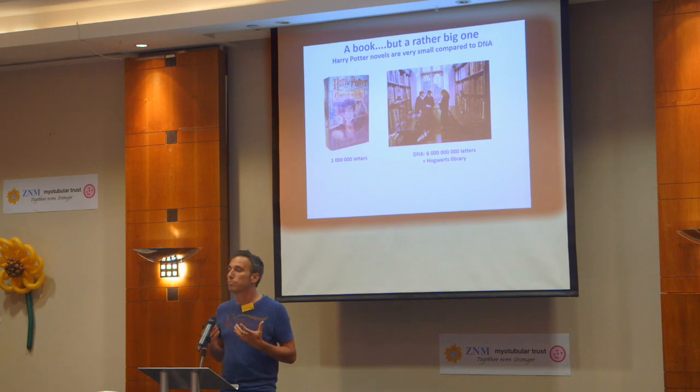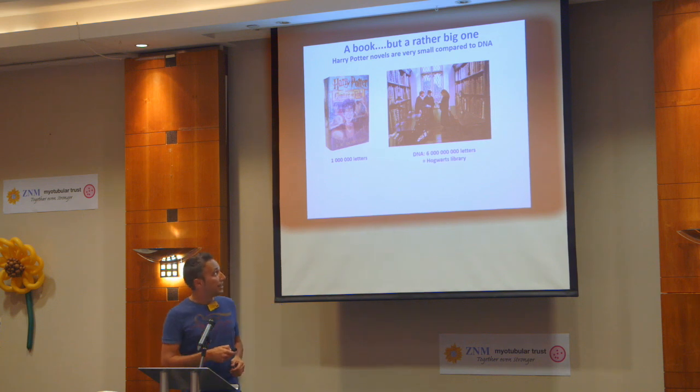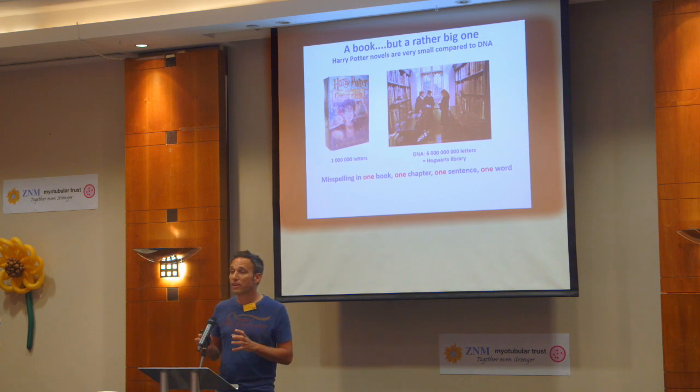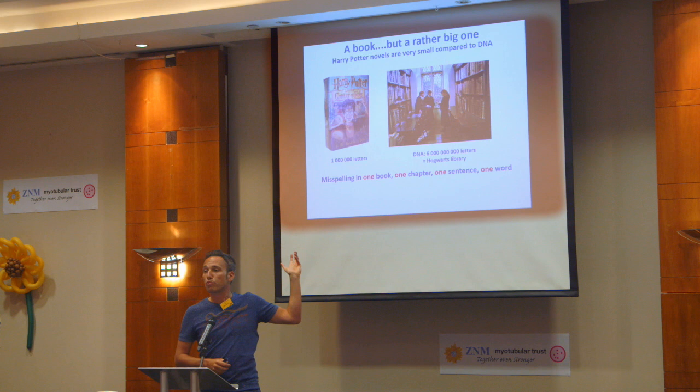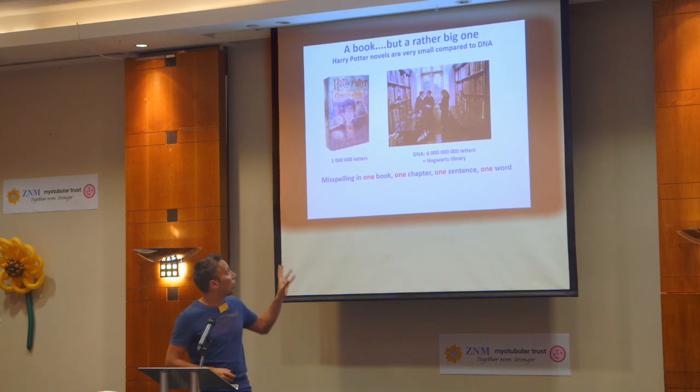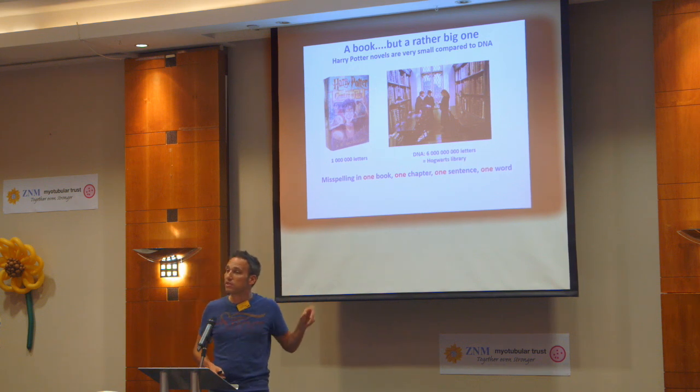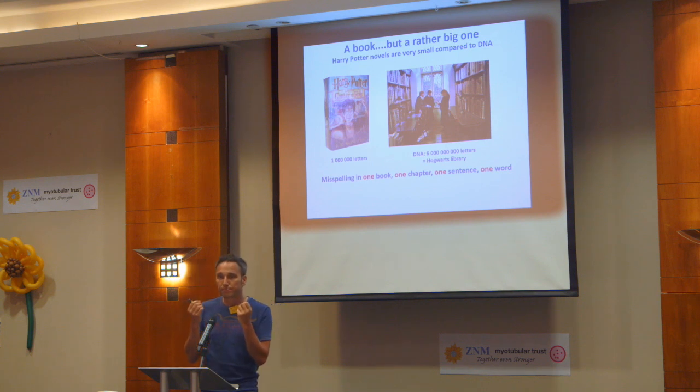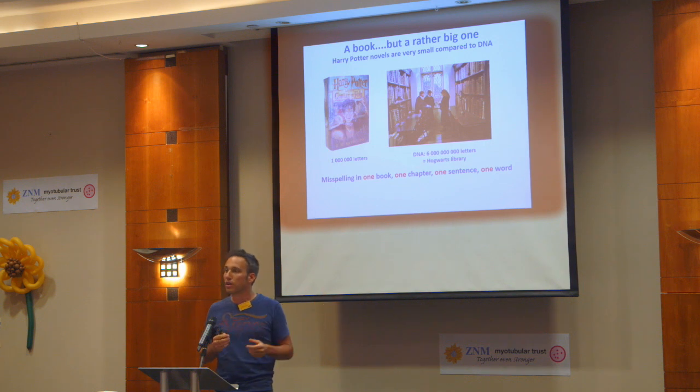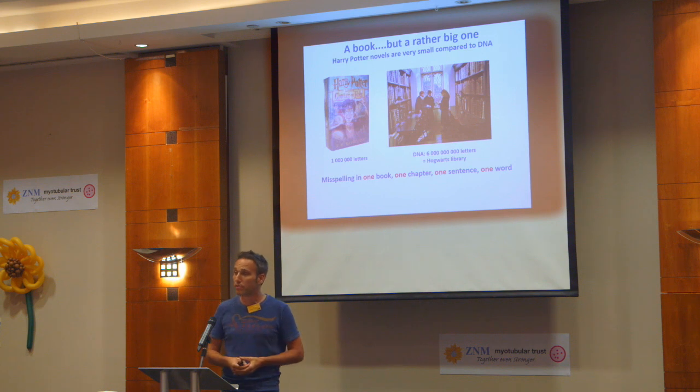Okay, and this is quite a big work. And a mutation, basically, is nothing else than a misspelling. So there is, in this big library, in one of these books, in one of these chapters, in one of the sentences, in one of the words, there is one misspelling that explains the disease. And this is what we are doing. We are trying to identify the misspelling. So every time we get a patient, we are reading the entire library, and we are trying to identify this misspelling, which is, again, the first step to develop a therapy.